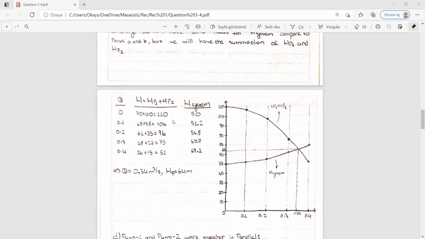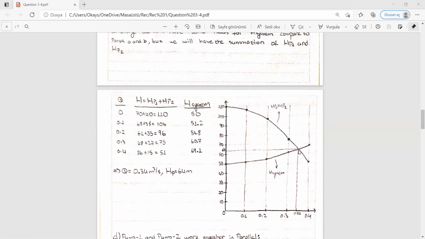So what is the next step? We will draw the graph, of course. Again, don't forget to write the names of the axes. This is discharge in terms of meter cube per second, and this is the pump head in terms of meter. My system is this one, again, 50, 51.2, and so on. It goes like this. And this is the curve coming from the combination of pump 1 and pump 2 heads: 110, 106, 96, 75, and 55.